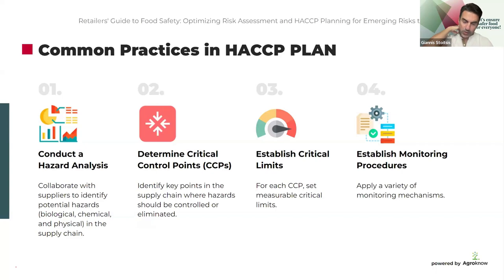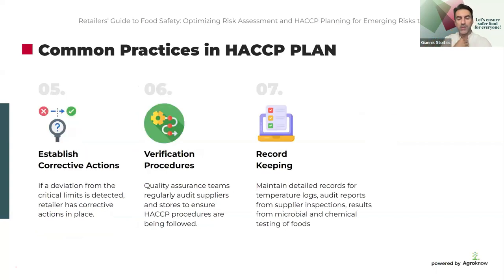The fifth step in such a HACCP implementation that we have seen in the retail industry is to define and establish the corrective actions. So if we have a deviation from a critical limit, the retailer has a set of corrective actions in place. There are several very important verification procedures. For example, the food safety and quality assurance teams regularly audit suppliers and stores to ensure that HACCP procedures are being followed and all the control points are monitored.